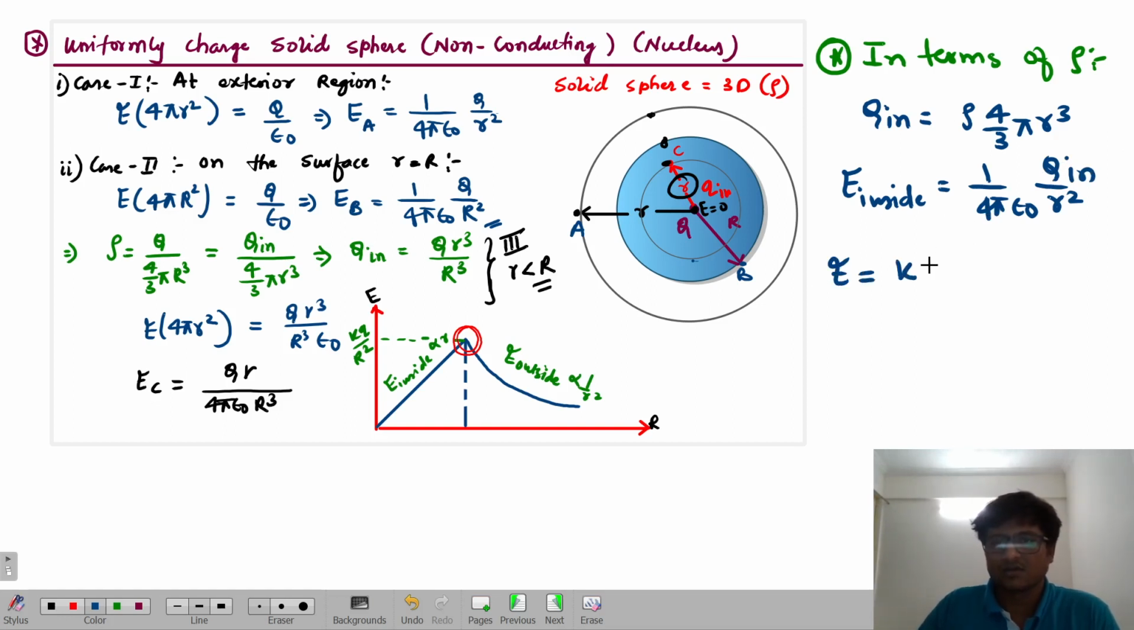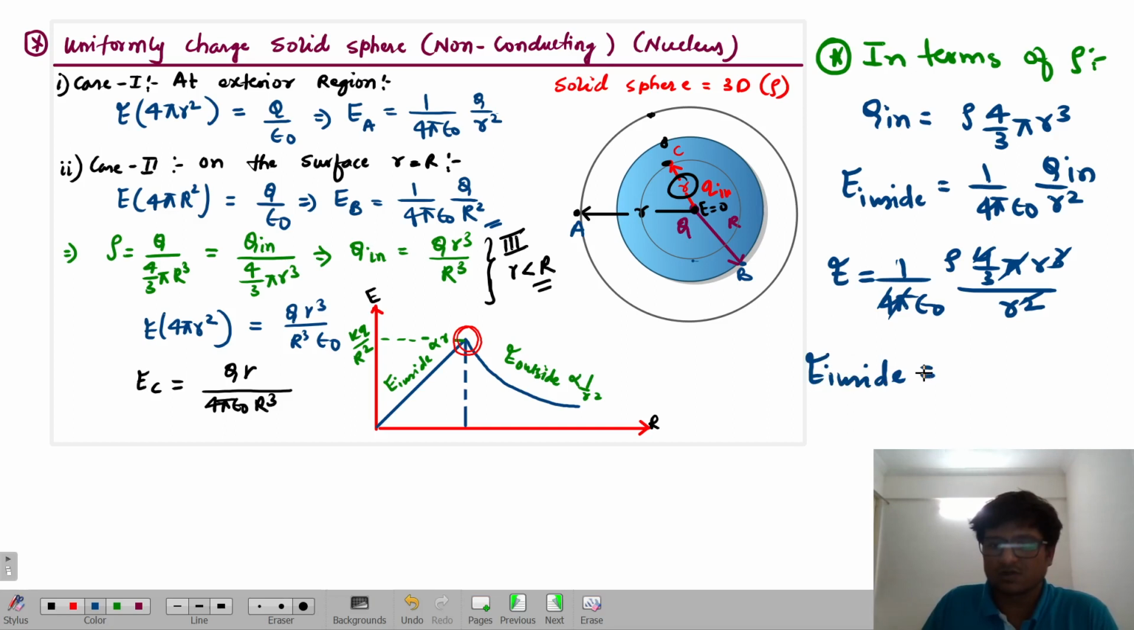So E over there is k into 4 pi. I'll write, wait: 1 by 4 pi epsilon naught rho into 4 by 3 pi r cube divided by r square. So look over here, r cube r square cancelled and pi got cancelled, 4 got cancelled. So this electric field inside the solid sphere in terms of rho varies as rho r by 3 epsilon naught. Are you able to get me or not?